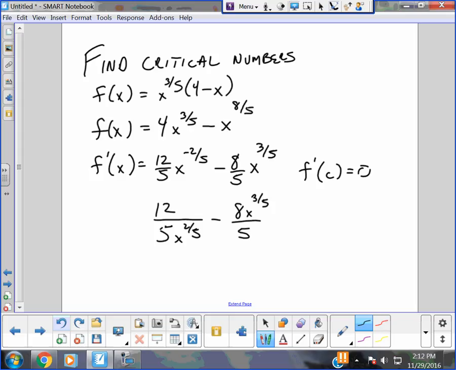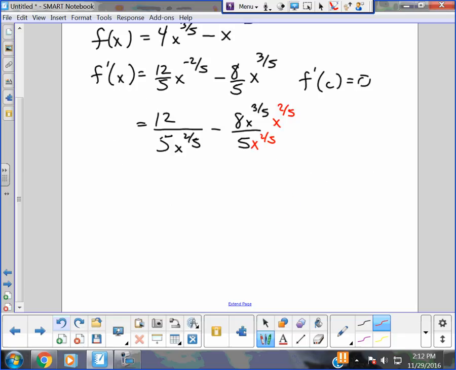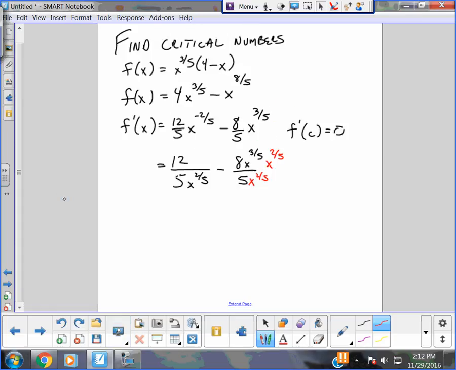So when I look at this now, what makes this a common denominator? 5x to the 2/5. So I'll do this in a different color for you folks out in video land that aren't colorblind. And all of a sudden, I can rewrite this derivative as f prime of x equals 12 minus 8x over 5x to the 2/5. All right. Pretty easy now to see.